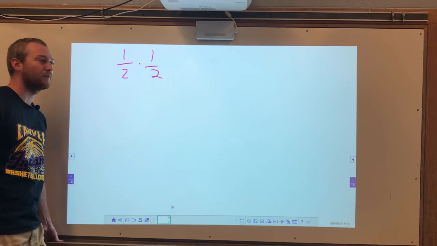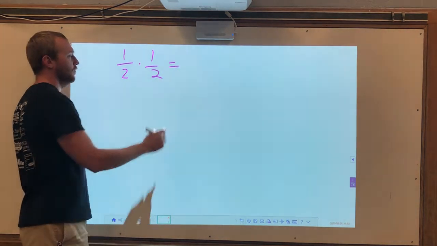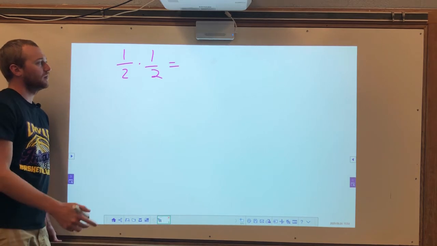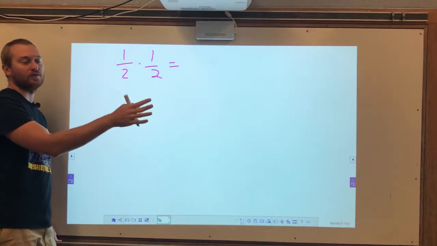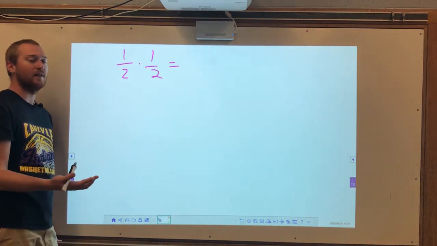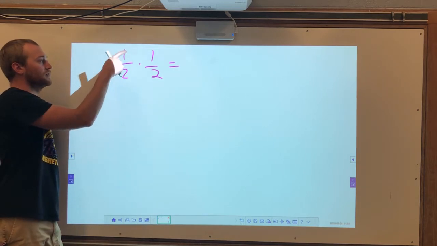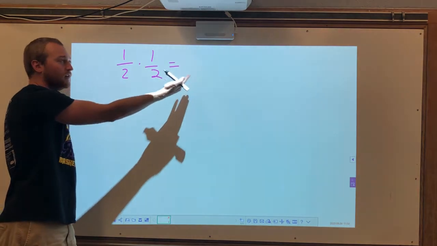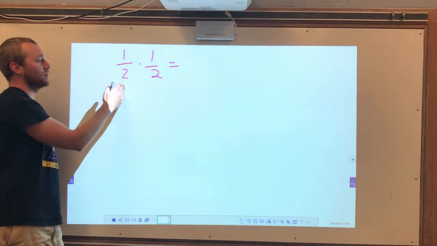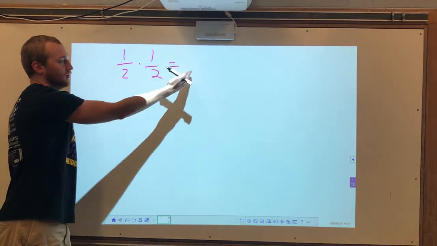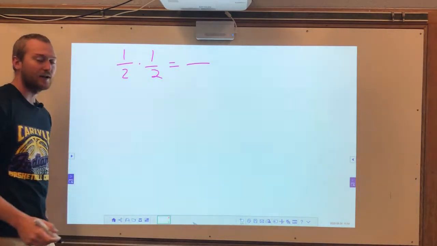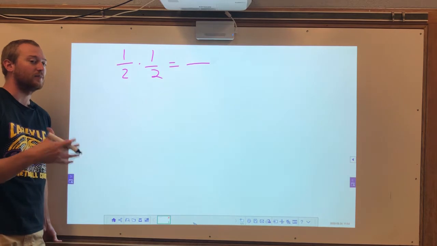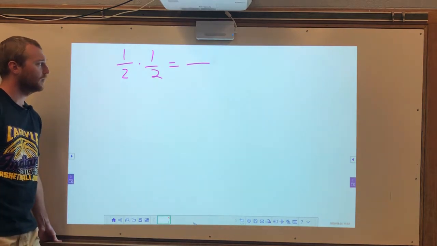1/2 times 1/2. Multiplying fractions is fairly simple. We basically just multiply across. And what do I mean by that? We're going to multiply the numerator times the numerator. That'll give us the product's numerator. And I'm going to multiply the denominator times the denominator to give us our product's denominator. Remember, the product is what you get when you multiply numbers together. So let's go ahead and do that.